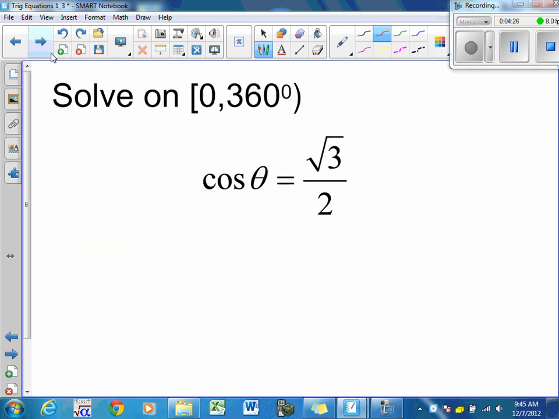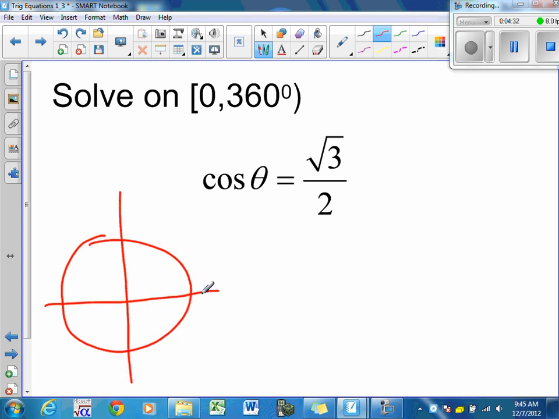Try another one. Cosine, square root of 3 over 2. So think of our unit circle, square root of 3 over 2, cosine is the x, so that's over here. So I have one point here, one point here. So my theta is 30, that is this angle, and then 330.